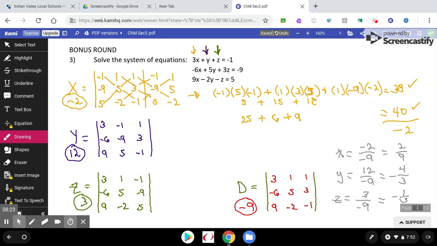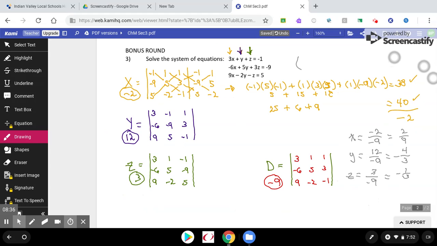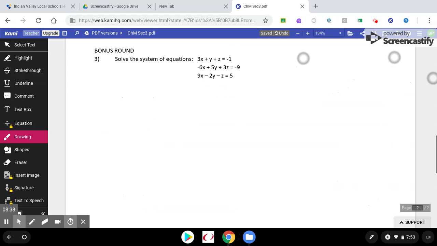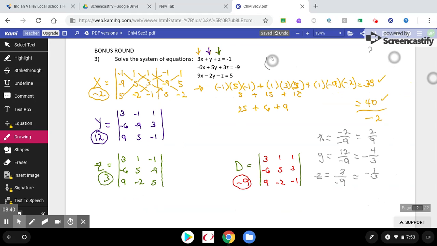They would check out. Again, for matrices, the best way to write these answers, what I was trying to get at, is you write them in what kind of looks like coordinate form. So you have the 2/9. Having a heck of a time here, huh? 2/9 was the x answer. Negative 4/3 was the y answer. And negative 1/3 was the z answer. So there's the best way of writing that.